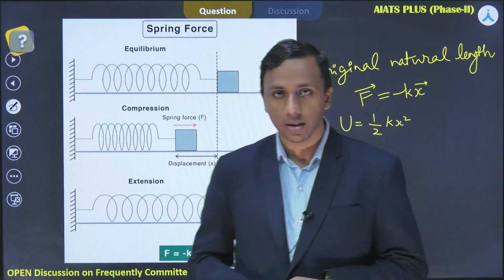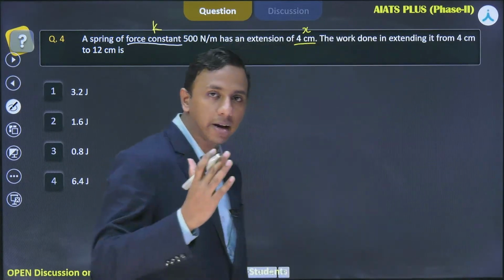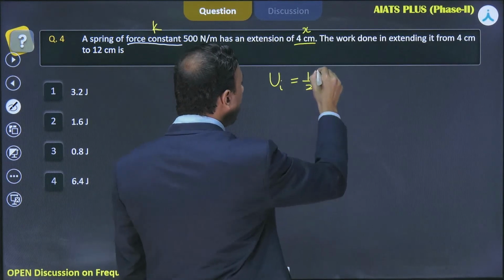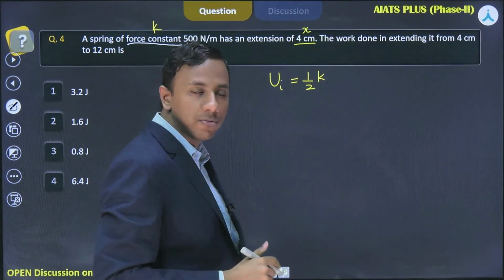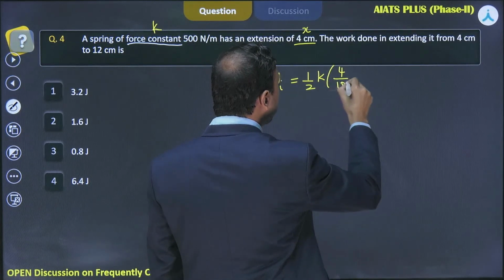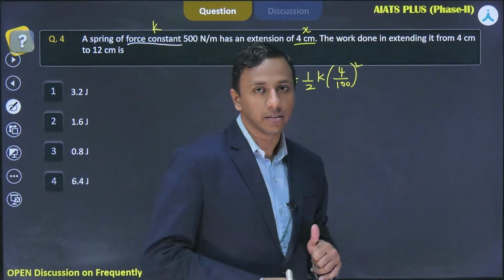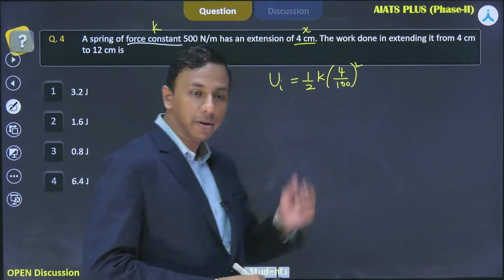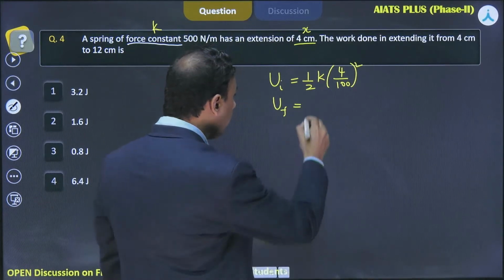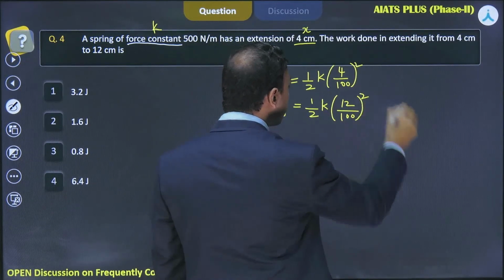Good afternoon, Aman. Coming back to the question, initially it had an extension, which means initially it had energy in the spring. Let me write it as Ui. Ui is half k into 4 centimeter square. 4 centimeter is 4 upon 100 meter, so half k into (4 by 100) square. Now finally, from 4 centimeter the extension goes to 12 centimeter, so the final potential energy stored in the spring would be half k into (12 by 100) square.